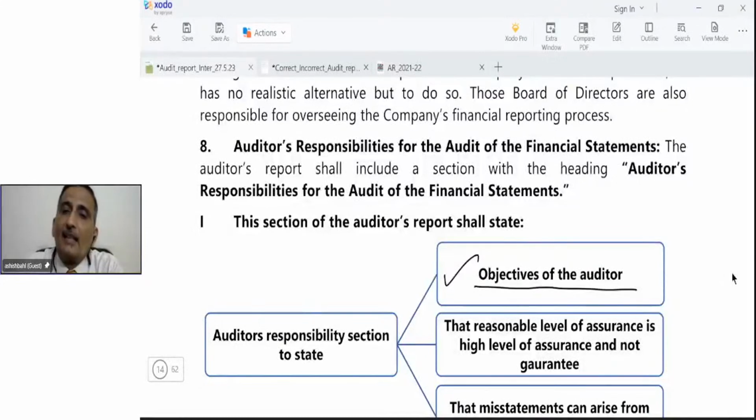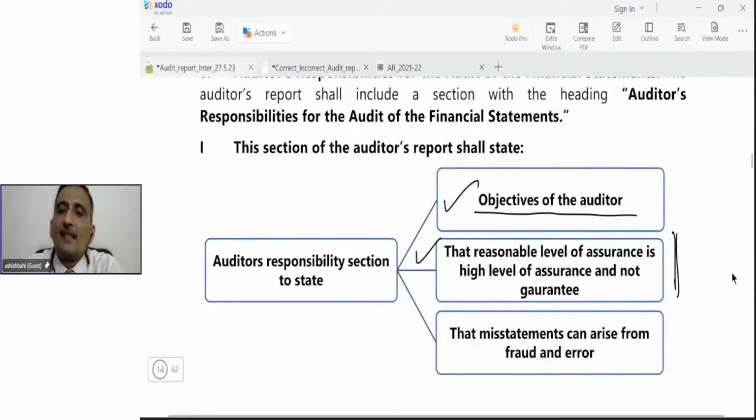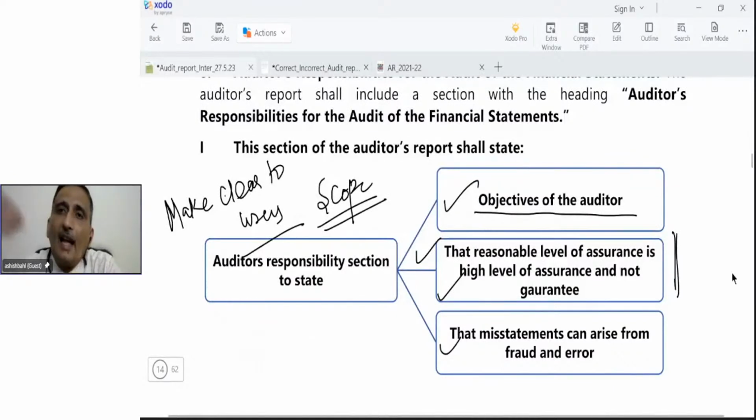And again make it clear that reasonable assurance is a high level of assurance but not absolute assurance. It is not a guarantee. Again, chapter 1. And that misstatements can arise from fraud or errors. Now here you should make clear to the users, since this basically relates to the scope of audit, so that anybody who is reading the audit report is clear about the scope of audit, that the statements he is relying upon are only giving him a reasonable assurance. And what is reasonable assurance? Even a layman is going to understand, because the meaning of reasonable assurance is also provided.